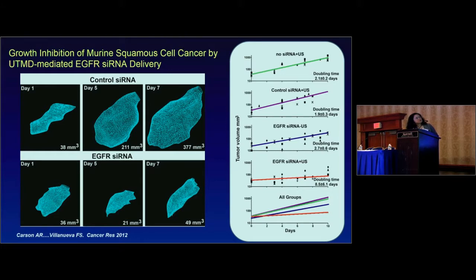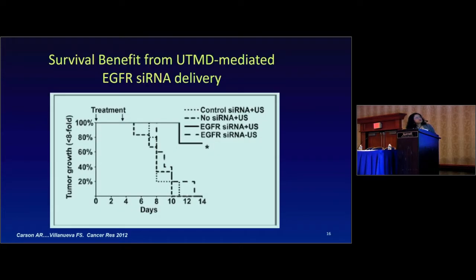As you can see here, the doubling time is significantly prolonged in our treatment group compared to the controls, meaning no siRNA and ultrasound, control siRNA and ultrasound, and this is EGFR siRNA without ultrasound. And this is a compilation of the growth curves. So we were encouraged by this, showing that our technology is able to inhibit tumor growth. And when you look at survival curves, you can see that this is our treatment group here, and these are the control groups, that there's an improvement in survival in these mice as measured by the tumor growth less than 8-fold, that is, at which point we have to sacrifice the mice because the tumors are so large.